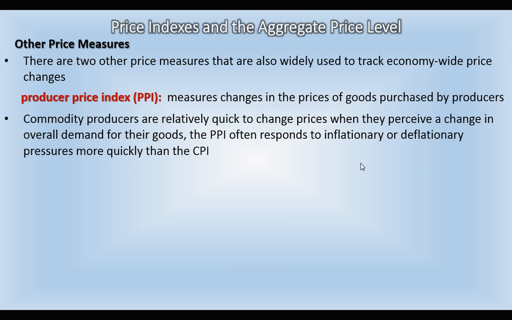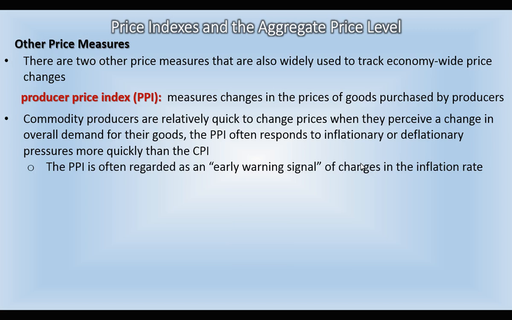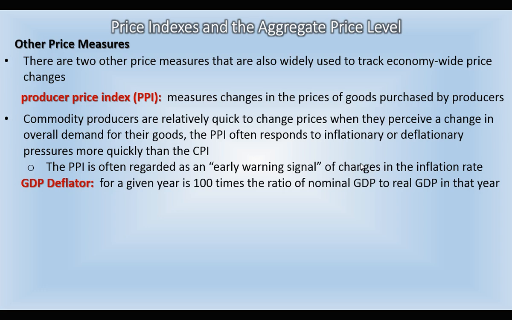Sometimes when prices are going up in the economy, your standard goods won't be adjusting their prices as quickly as the prices of the goods that firms buy. So the PPI is often regarded as an early warning signal of changes in the inflation rate. We also have what's called the GDP deflator. So for a given year, the GDP deflator is 100 times the ratio of nominal GDP to real GDP in that year.